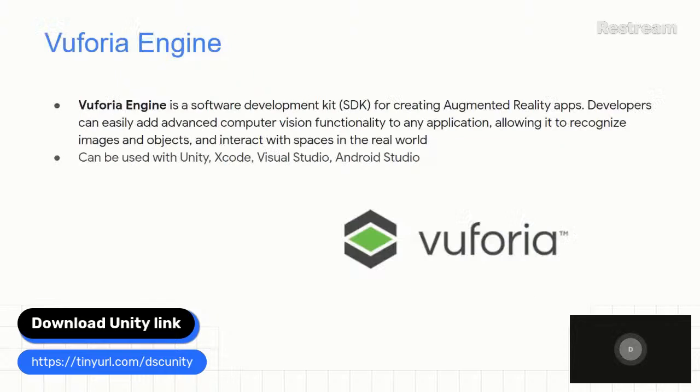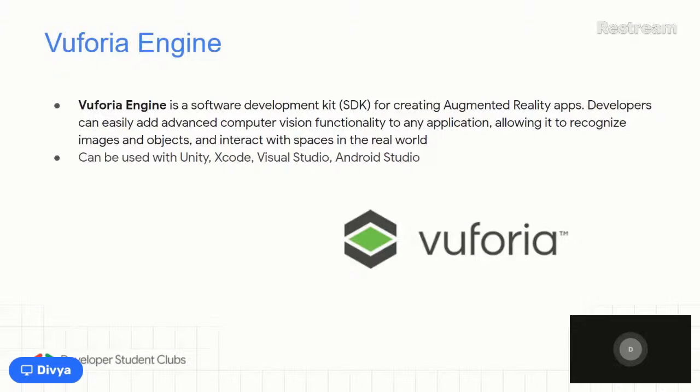And also to mention, there's something called the Vuforia Engine, which is an SDK that's used to create these AR apps. A lot of developers can easily add advanced computer vision functionality to any sort of application, which allows it to recognize images and objects and interact with spaces in the real world. This Vuforia Engine can be used with Unity, Xcode, Visual Studio Code, Android Studio, etc. And so I'm going to give you a brief overview of how to install Vuforia and add it to Unity.